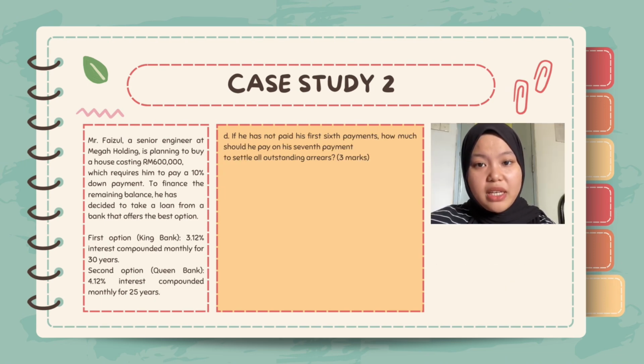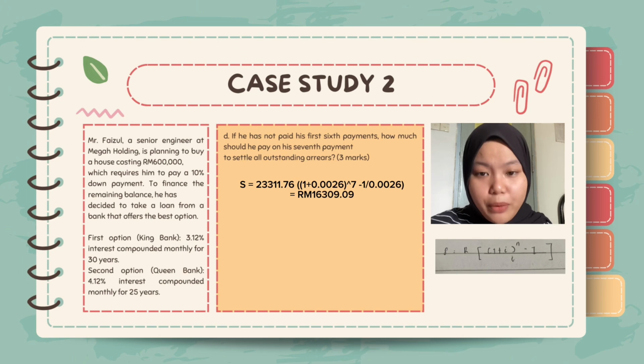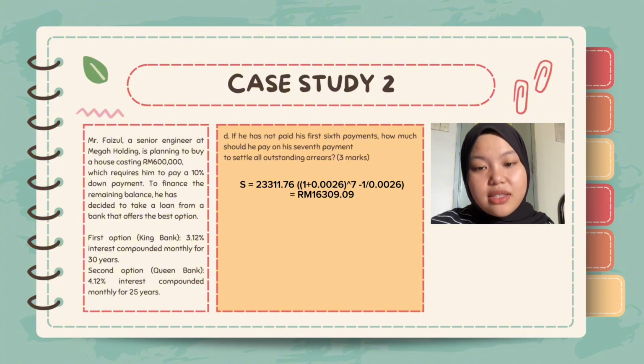The last question for my part is question D. He has not paid his first 6 payments. How much should he pay on his 7th payment to settle all outstanding arrears? For settling all outstanding arrears, we use formula S, which is S equal to R open bracket 1 plus i to the power of n minus 1 divided by i, then close bracket. Just insert the numbers into the formula and we will get the answer, which is 16,309.9 cents.